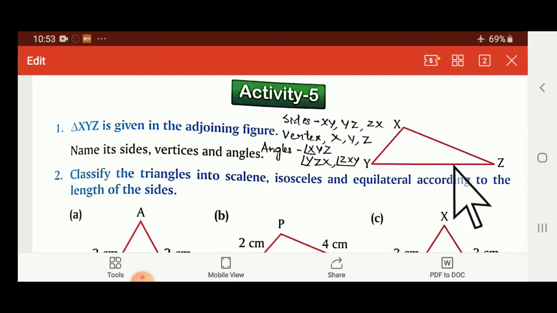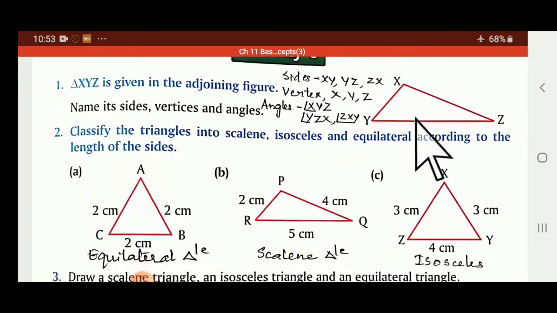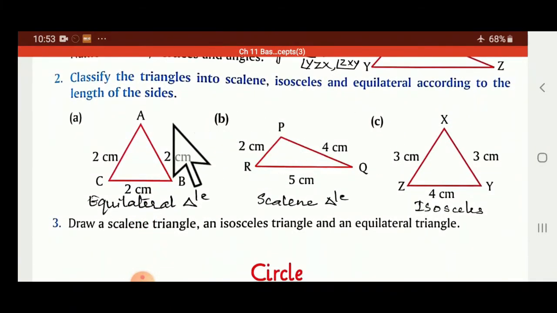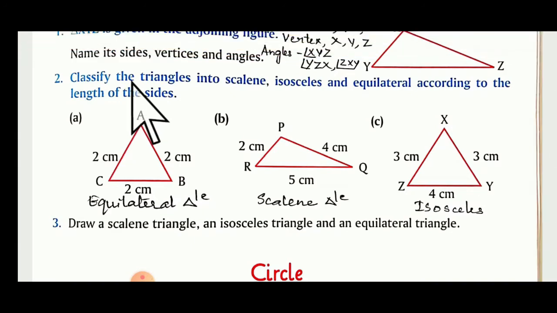Angle X, Y, Z. Then you can write it as Y, Z, X and Z, X, Y. In these three forms you can write. The next one is classify the triangles into scalene, isosceles and equilateral according to the length of the sides.